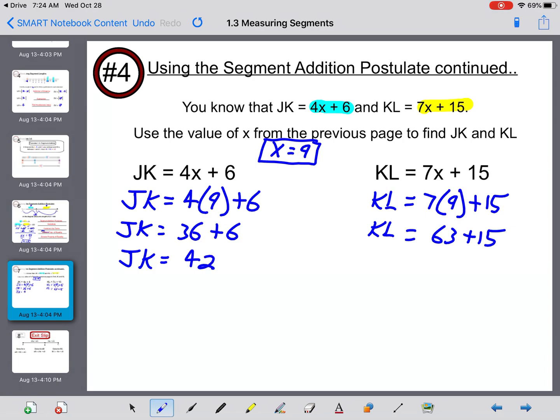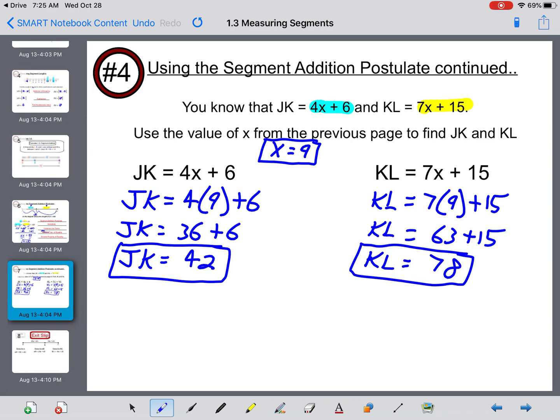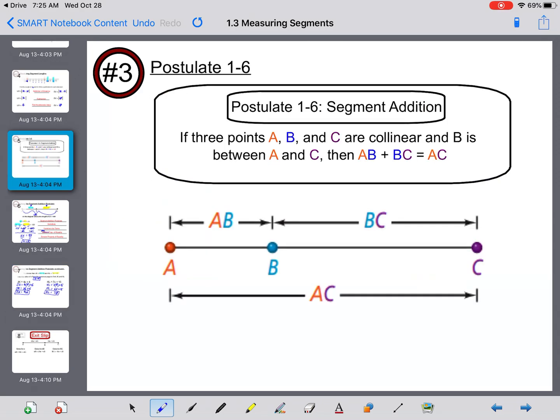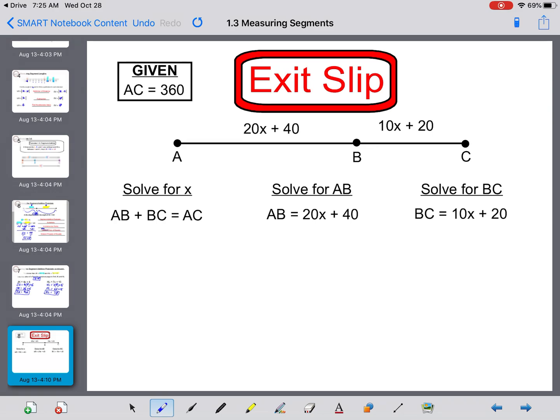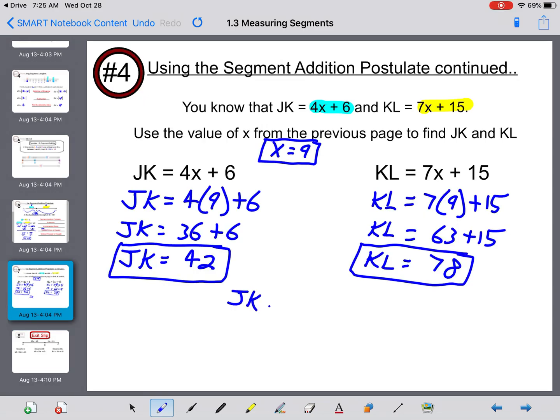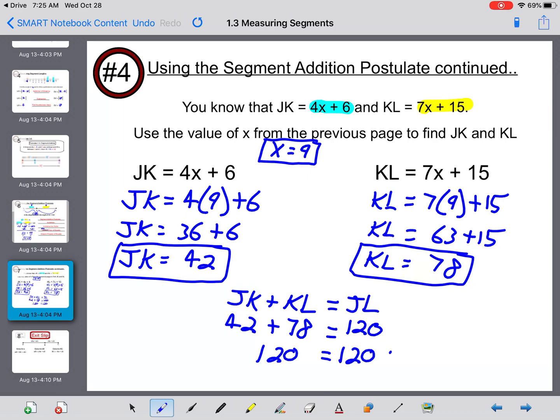JK equals 42. And KL equals 78. Now, to prove postulate 1-6, those are supposed to add up to 120. So let's find out. Does JK plus KL equal JL? 42 plus 78 needs to equal 120. And if we add these two together, 120 equals 120, it checks out. So we have just proved postulate 1-6 segment addition.